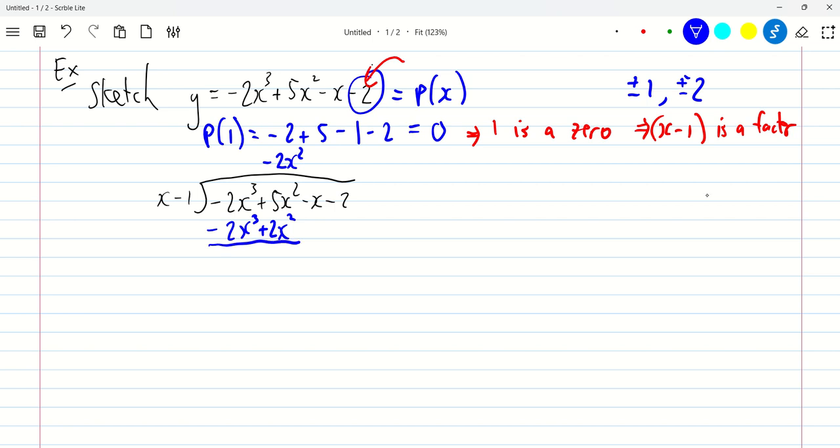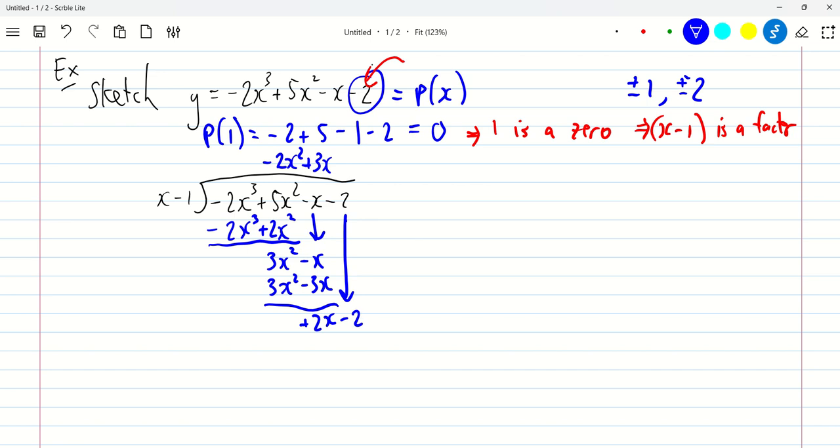I will now subtract. Those cancel out. And then 5 take away 2x squared is 3x squared. I'll bring down the negative x here. And then what do I need to times x by to get 3x squared? It'll be positive 3x. 3x times x is 3x squared. 3x times -1 is -3x. I subtract: negative x take away -3x, that's plus, will be plus 2x. Bring down the -2, 2x minus 2.